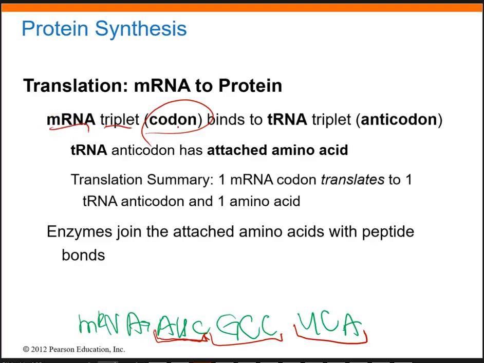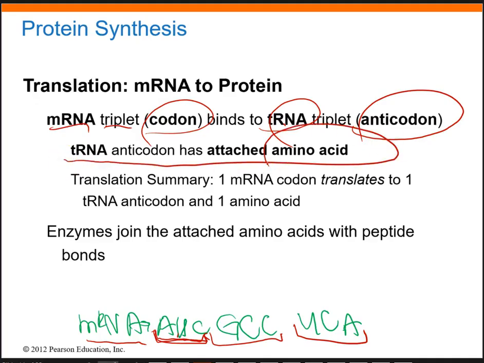Remember, each of those is going to code for 1 amino acid. So like AUC, this means 1 amino acid. Now, the way that we get that amino acid is with the transfer RNA or tRNA. That's the one that brings the amino acid over. So what happens is for each mRNA codon, there's a tRNA anticodon that comes and binds to this. And each tRNA anticodon brings an amino acid.